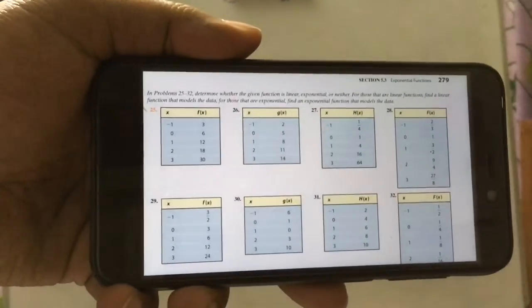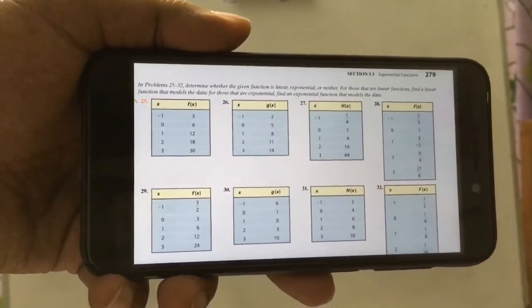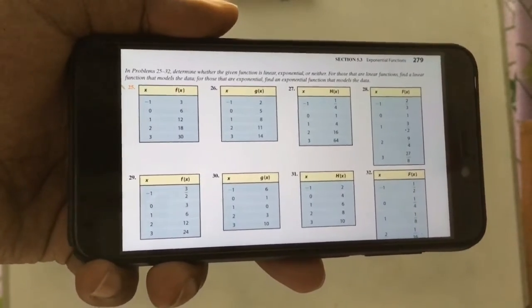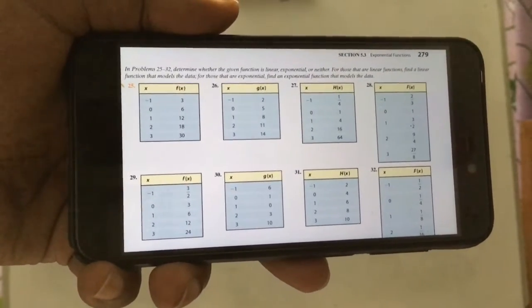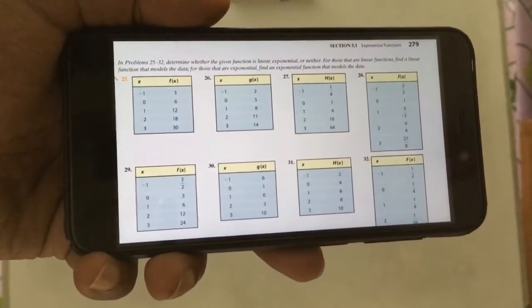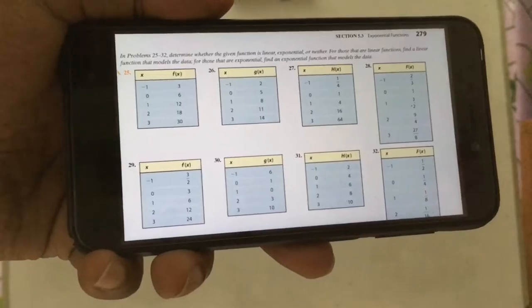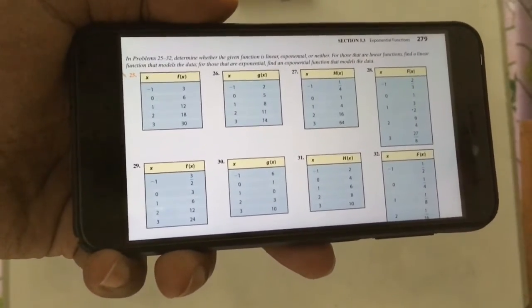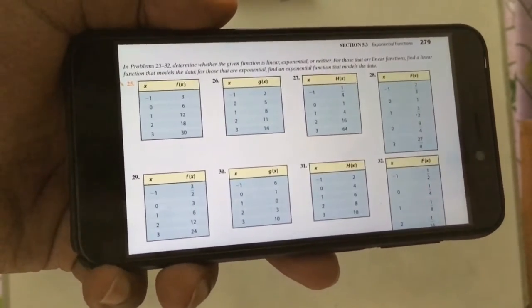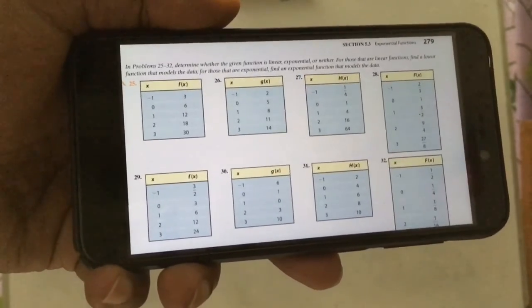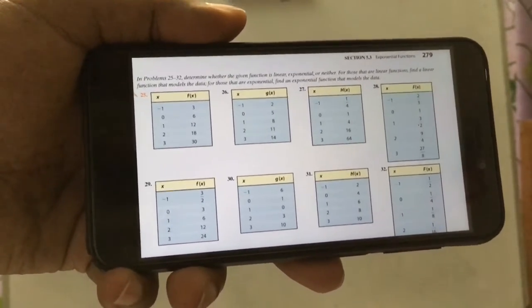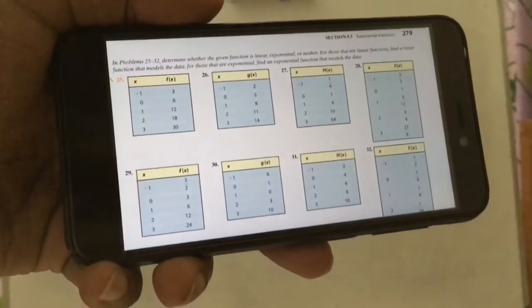Alright, so in this video I'll try to solve these maths. You can see, check this. Some data are given. From this data we have to find out if this data represents some exponential or linear or neither, and then we have to find out which exponential or which linear function resembles this data.